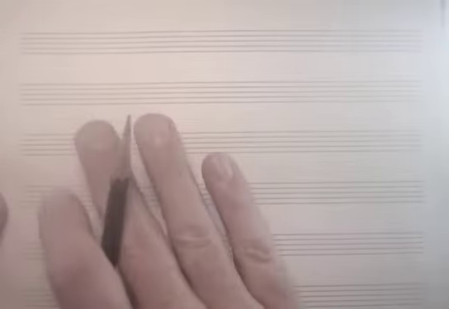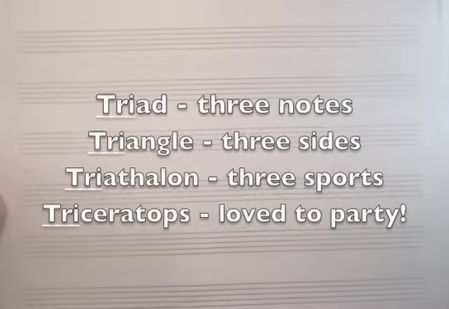Okay, this video is for Music 101, and this is the first video in a series I'm going to do about triads. Triads are really nothing more than two intervals put together that make a basic form of a chord. The first part, tri, means three, so we're always going to be dealing with three notes.